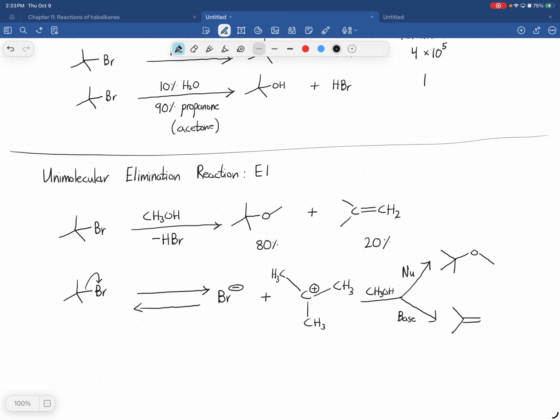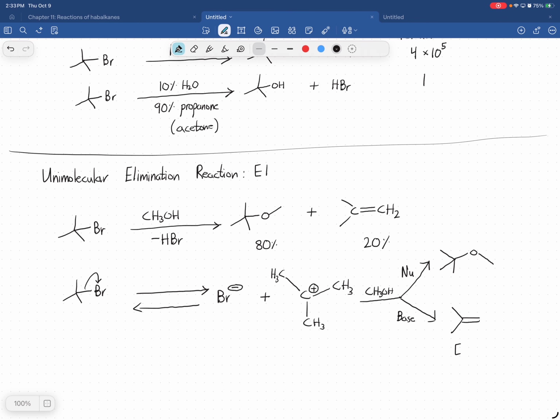We're going to go over the mechanism next, but are there any questions? So that's called E1, all right? So here's our E1 product. Here's our SN1 product.